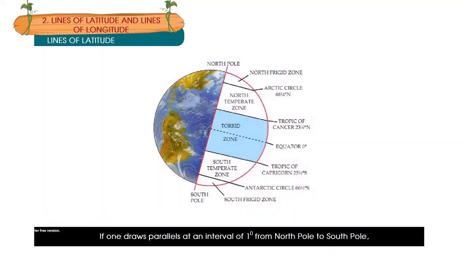If one draws parallels at an interval of 1 degree from North Pole to South Pole, the total number of parallels including the equator will be 181. There are many parallels which are considered important on the globe. 7 of them are as under.